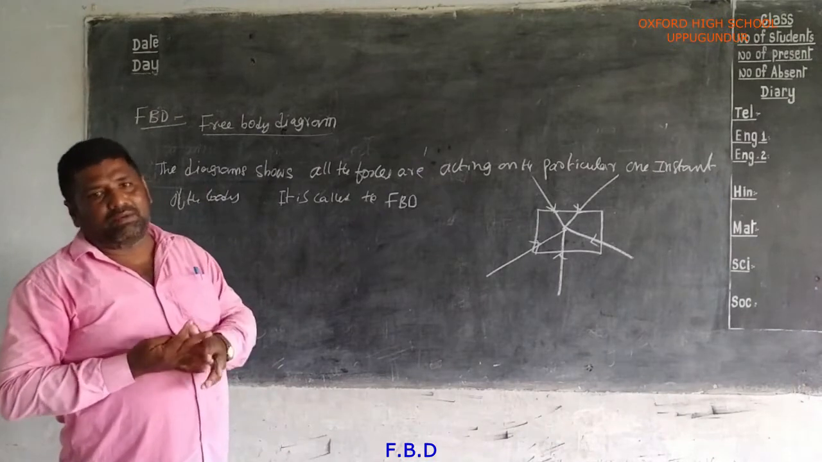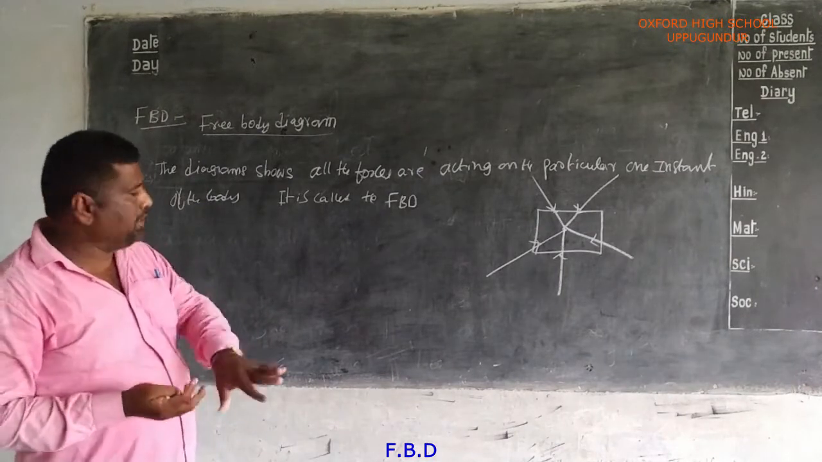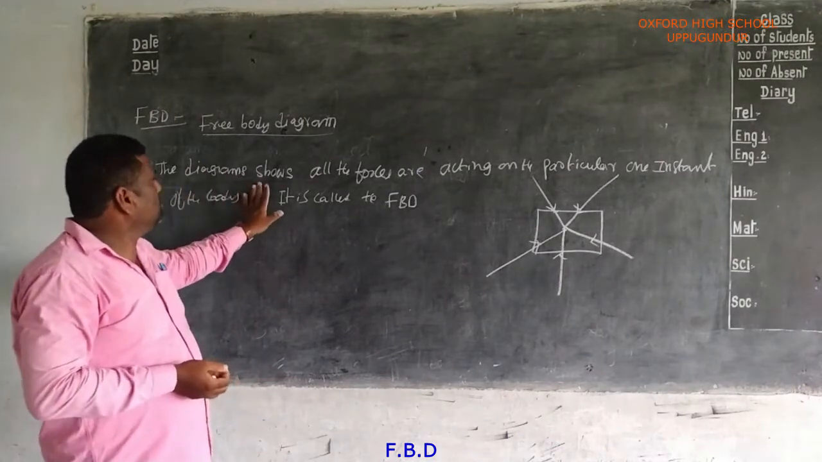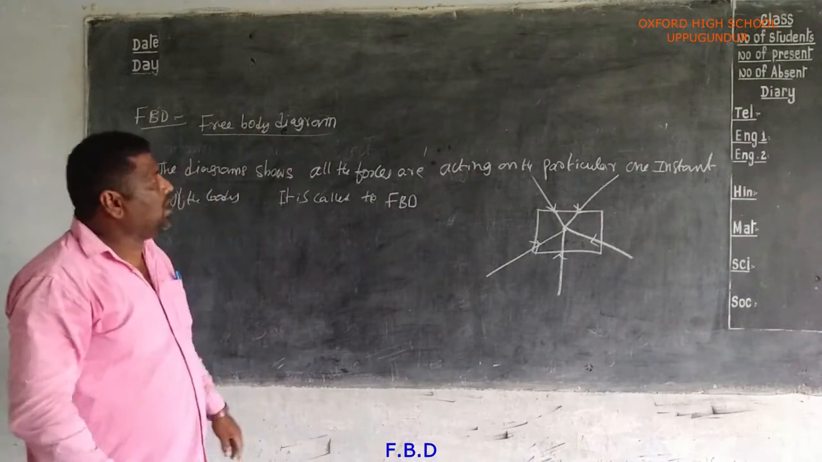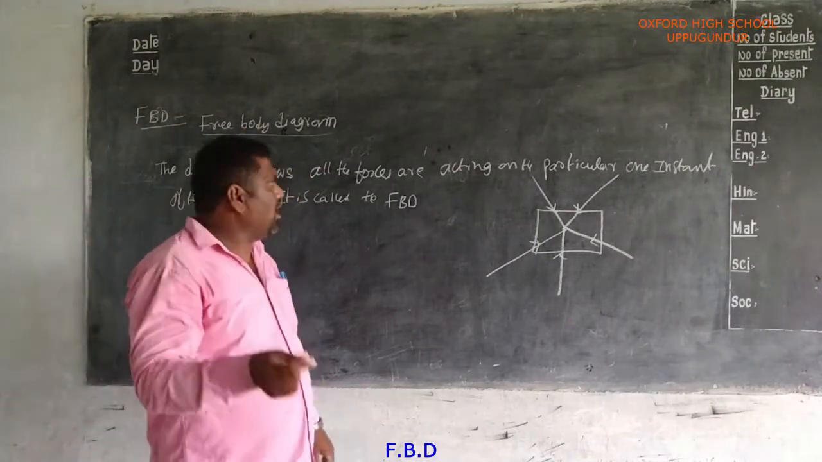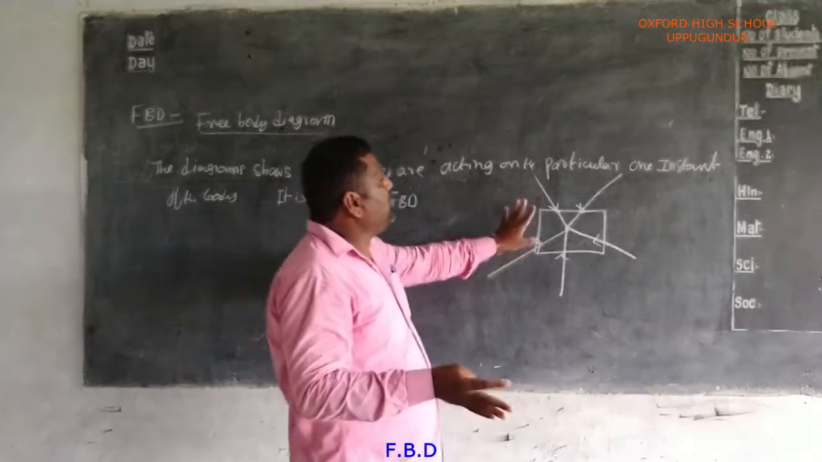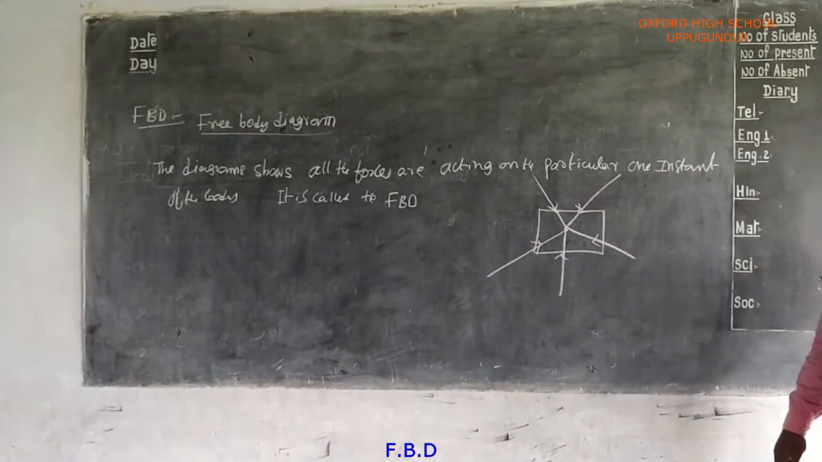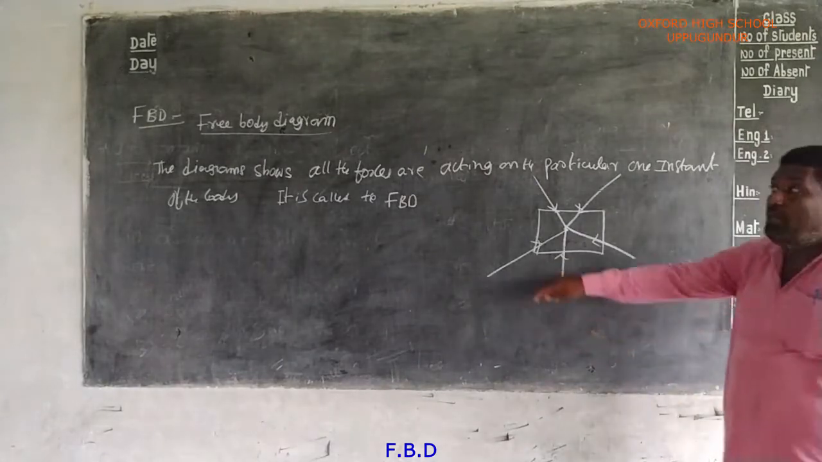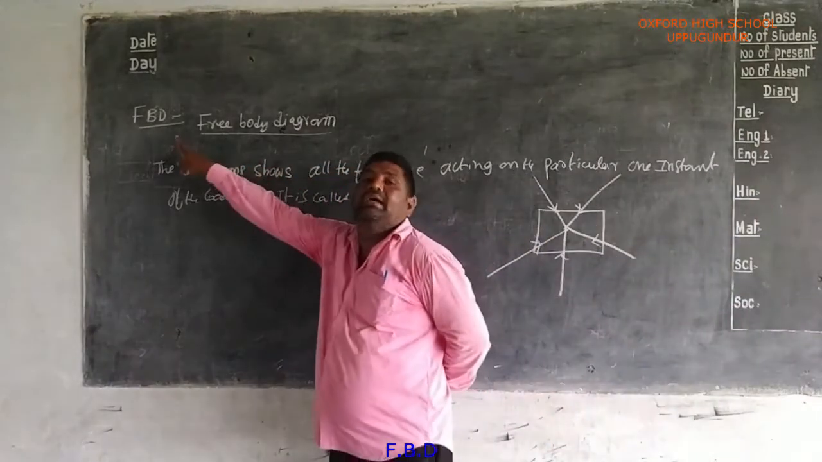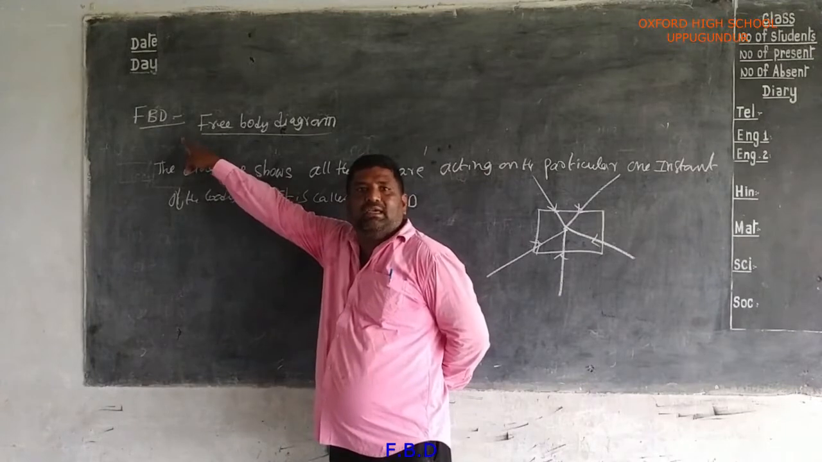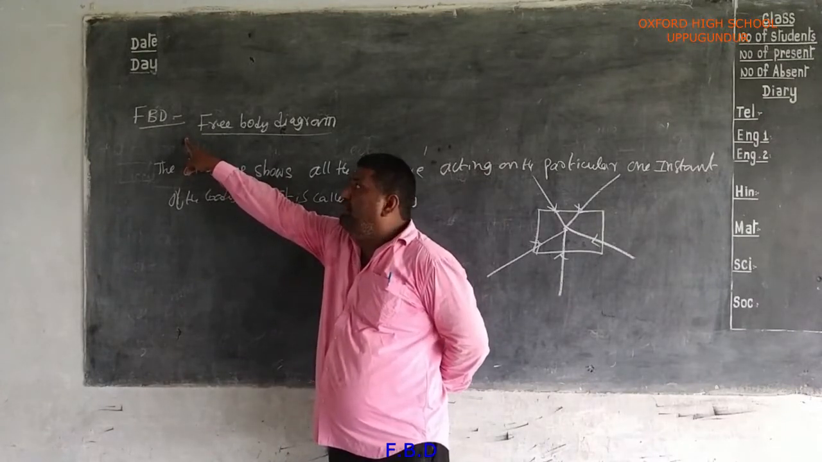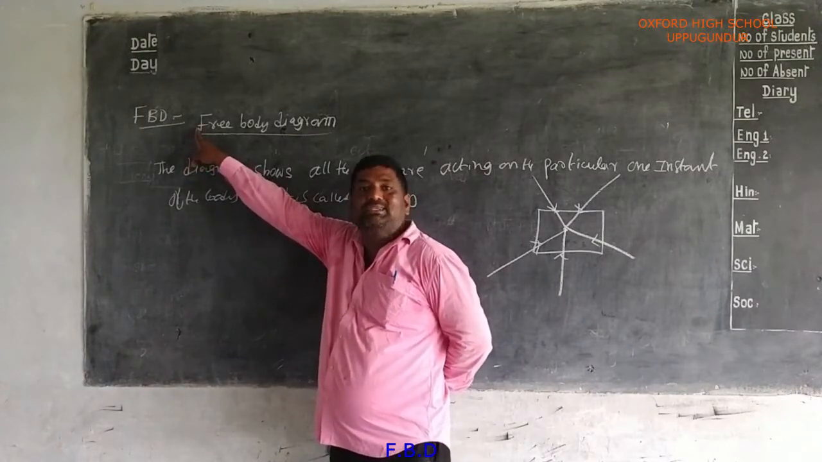Once again, what is the definition of the free body diagram? The diagram shows all the forces acting on one particular instant of the body. This body is known as the free body diagram. For free body diagram, we use the letters FBD. F means free, B means body, D means diagram.